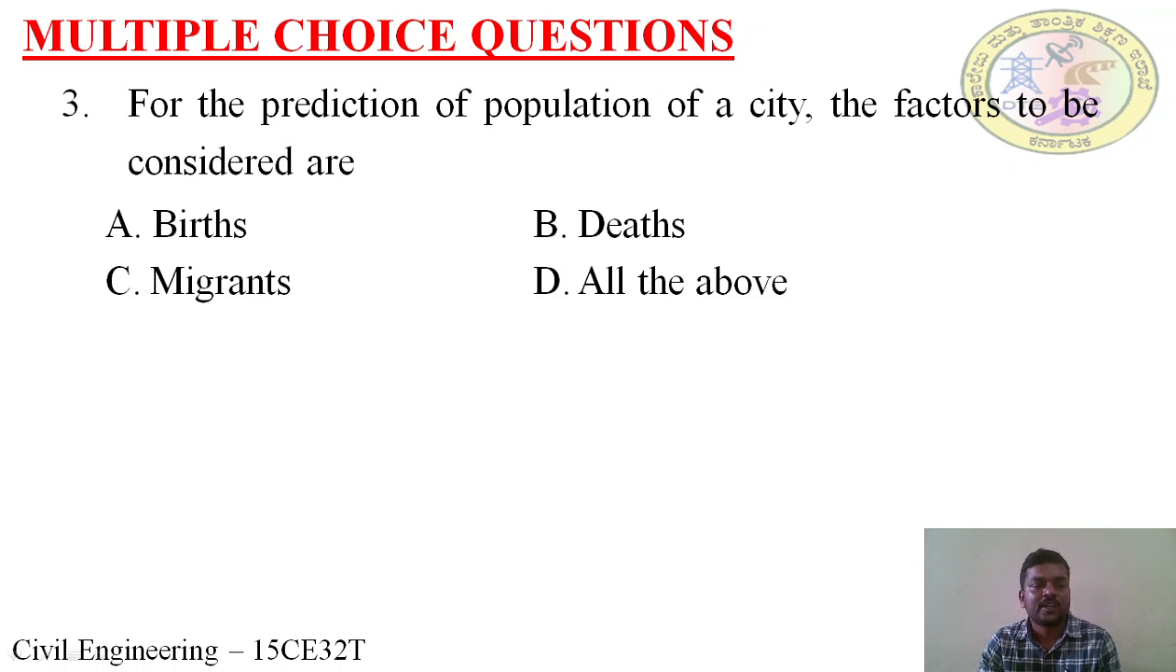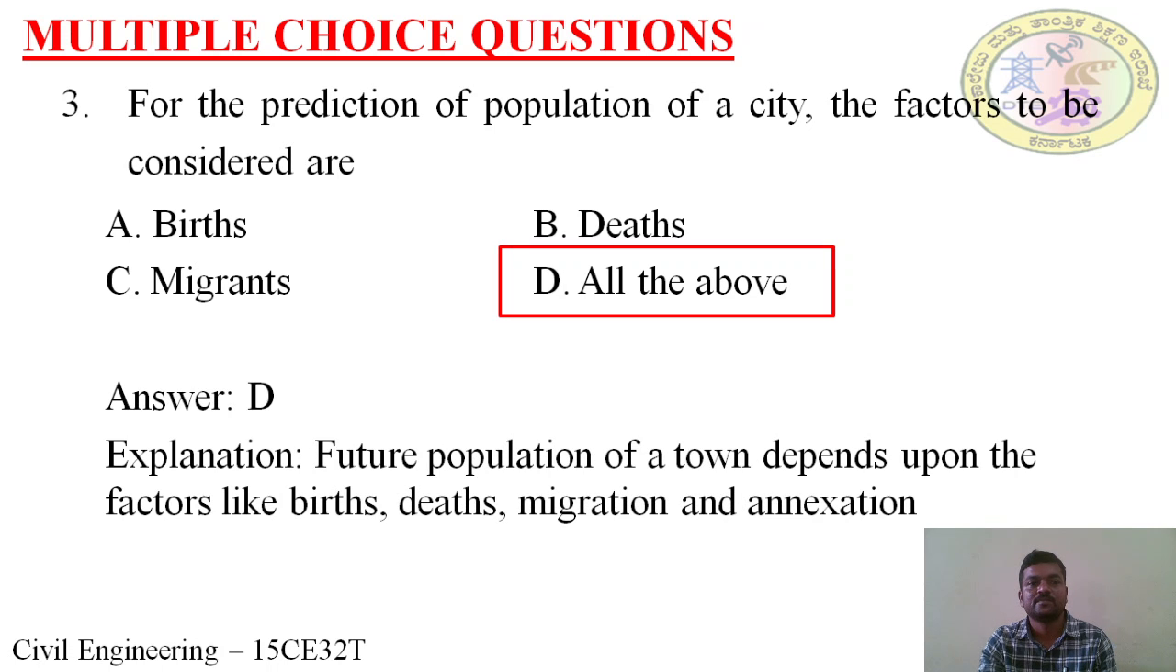Next, third question. For the prediction of population of a city, the factors to be considered are option A, births. Option B, deaths. Option C, migrants. Option D, all the above. So the answer is D. Future population of a town depends upon factors like births, deaths, migration and annexation. Correct answer is D.